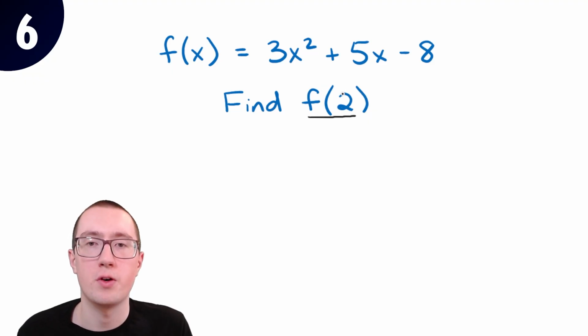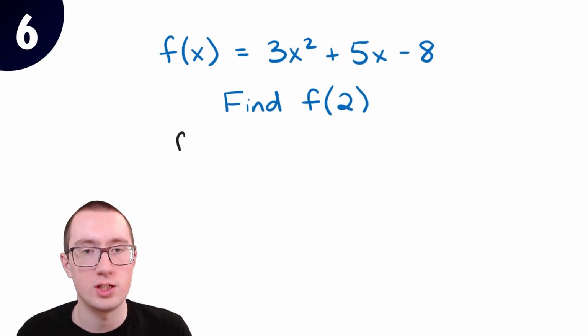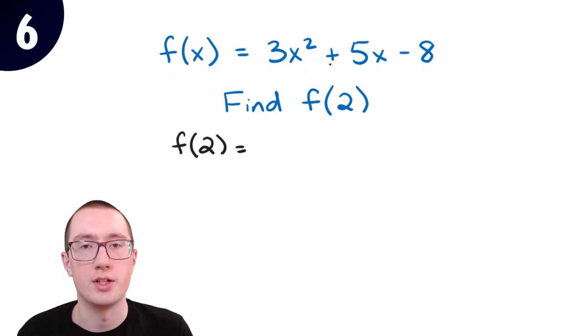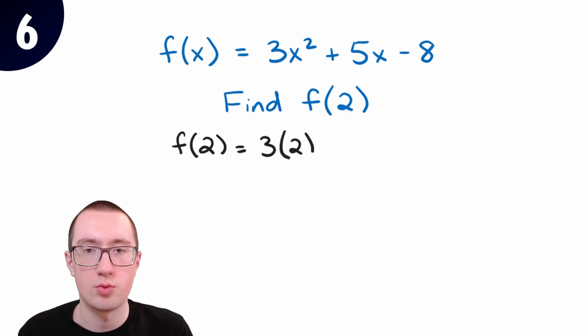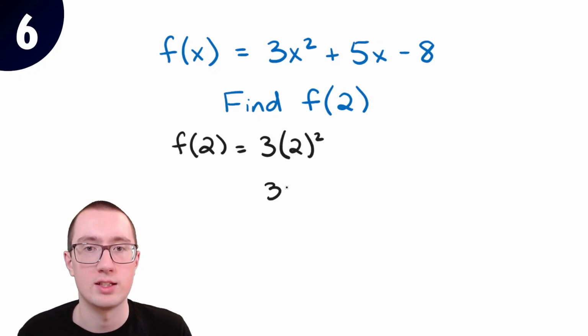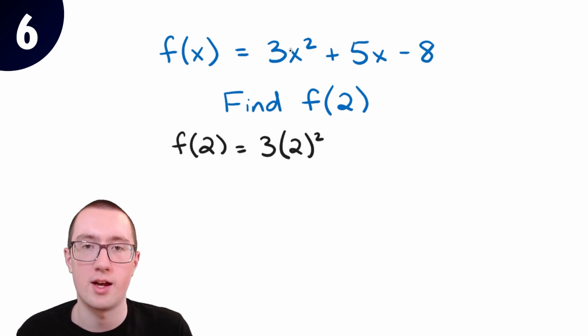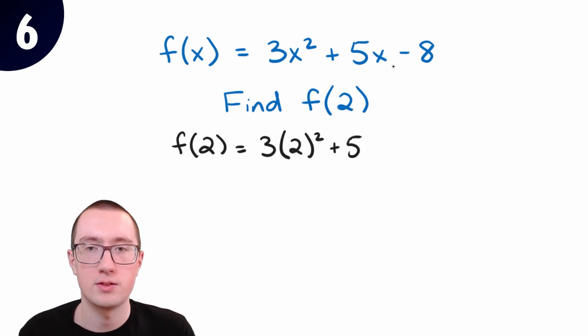Whenever you have f of a number in parentheses, what that's telling you is that you should plug that number in for x and then see what you get for y, or f of x. So when it says to find f of 2, that means we just need to rewrite this equation, but instead of x, we're going to write 2 each time. Now, when we do this, I'm going to put 2 in parentheses, just so that we don't get confused, because I don't want you to think that this is 32 squared, right? It's not. It's actually multiplication because there's no sign in between the number and the letter. So 3 times 2 squared plus 5 times 2, instead of x, I'm going to write 2, minus 8.